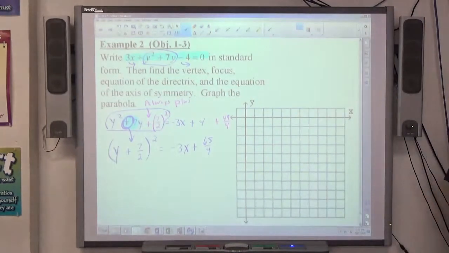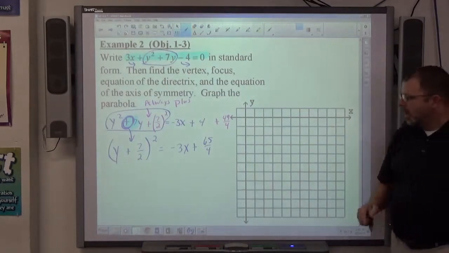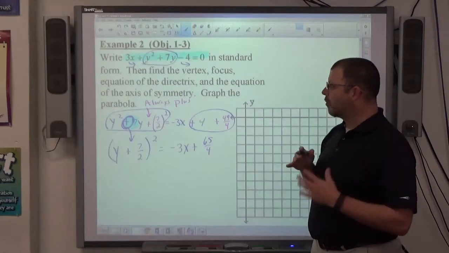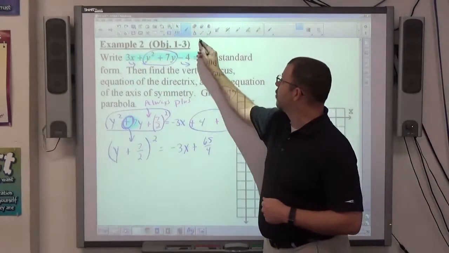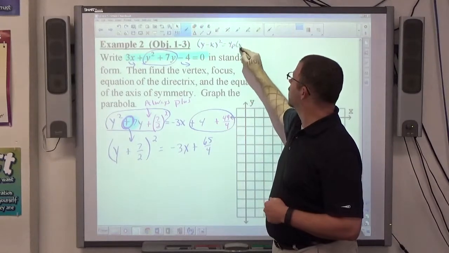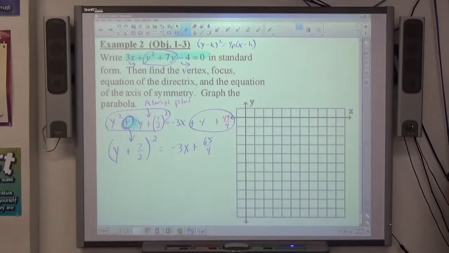4 is the same as 16/4. Add 16 and 49/4, you're going to get 65/4. So these are both just regular numbers, so they just added together. And again, I'm creating this standard form, right? So the standard form with y squared is y minus k, the quantity squared, equals 4p parentheses x minus h. So there's your standard form for a y squared parabola.